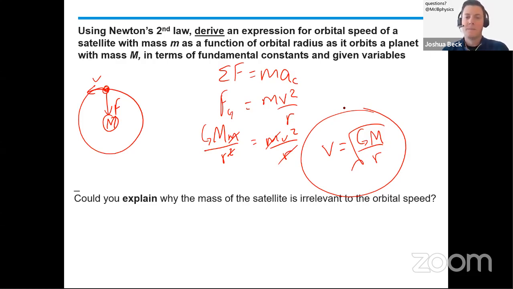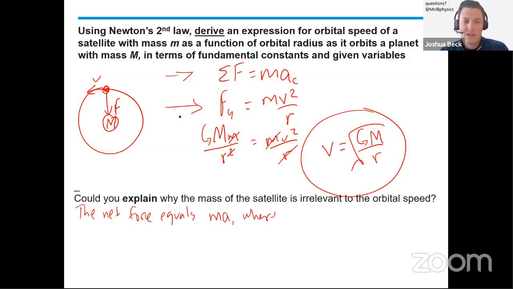Well, ask yourself, at what point did I cancel out the mass of the satellite? We were still using it here. We were still using it here. The reality is, if you can solve these different problems, then you can probably explain what it is that you're doing in the first place. Okay, so I'm going to start writing basically what I would have done if it was a derivation. So the net force is equal to ma, where m is the mass of the satellite. I'm just explaining what was going on in my head when I did the derivation.